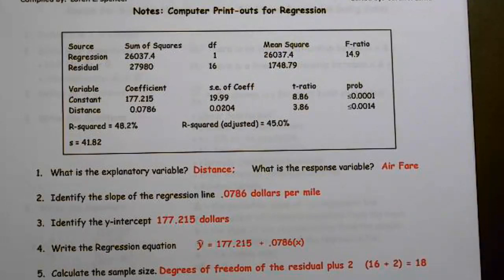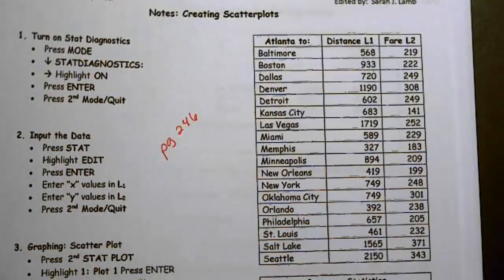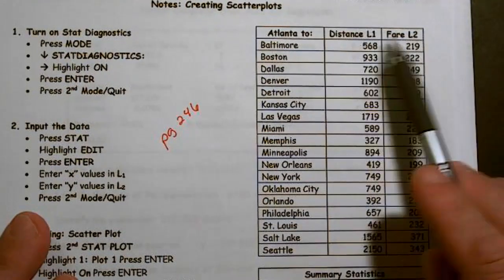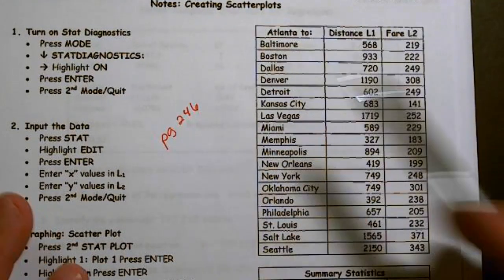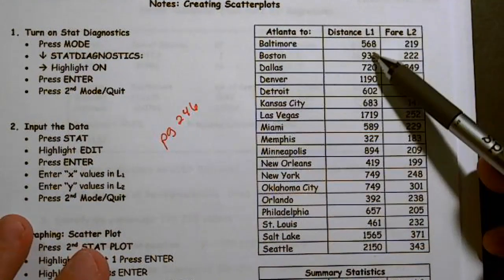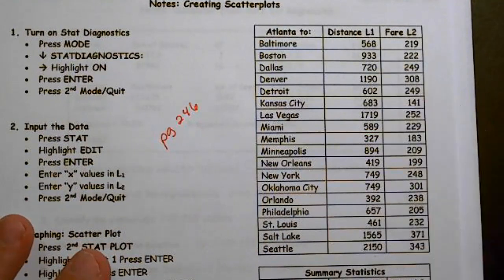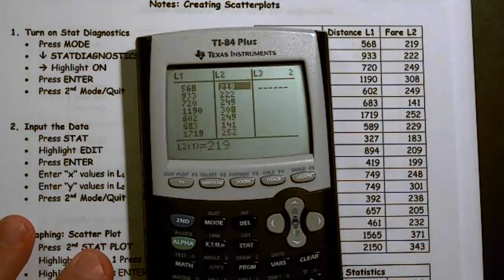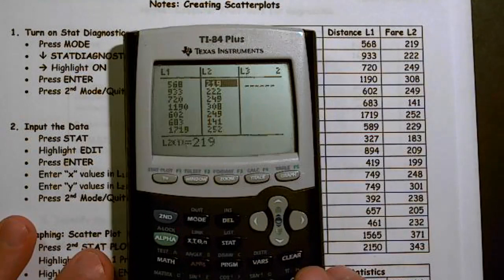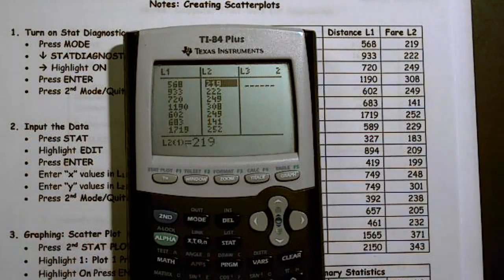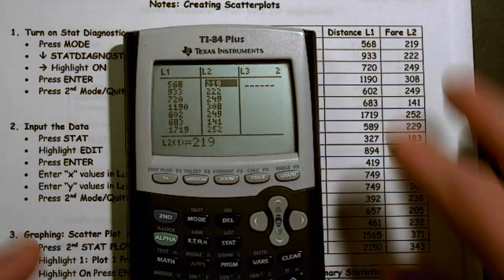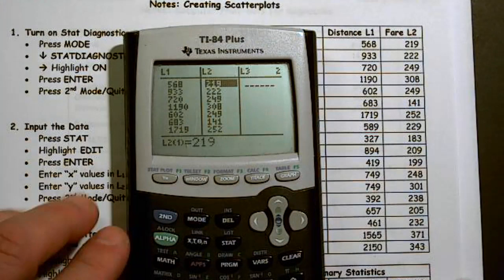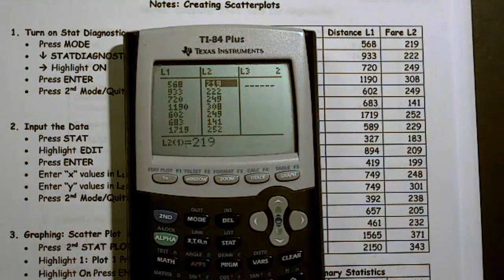First off, I want to go back to where we were talking about airfare, having a flight from Atlanta, and the distance and airfare. This was on a previous page, 246 of your note spiral. In this case, make sure you have this data entered into stat edit, because we're going to use that to create the table. The table information was driven from this data, so you may want to pause real quickly and get this data entered.